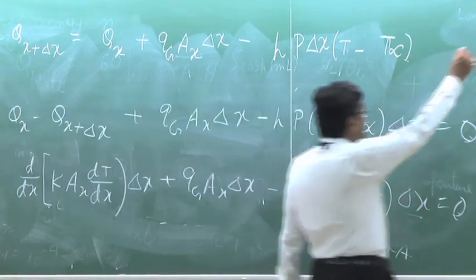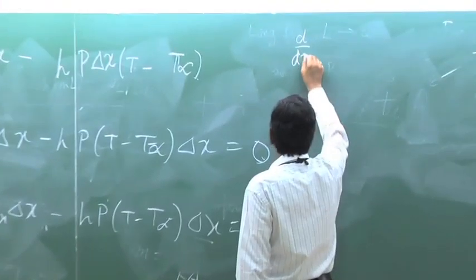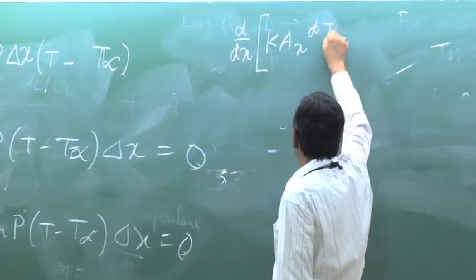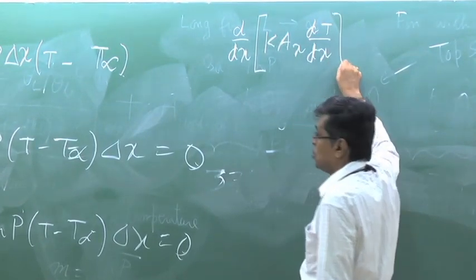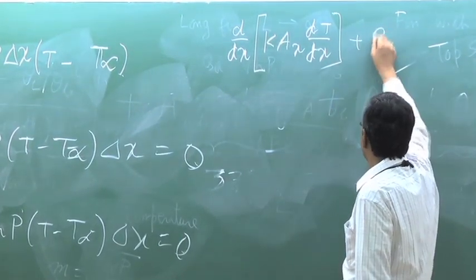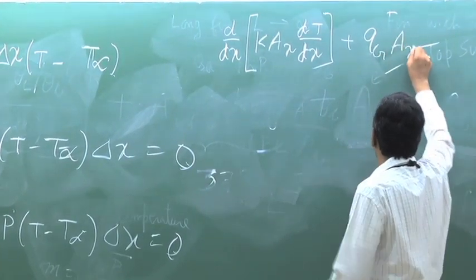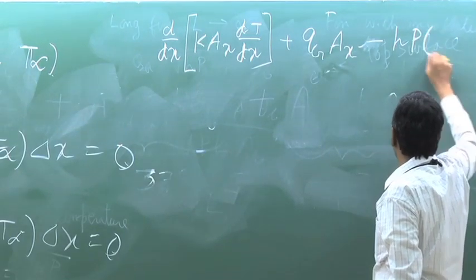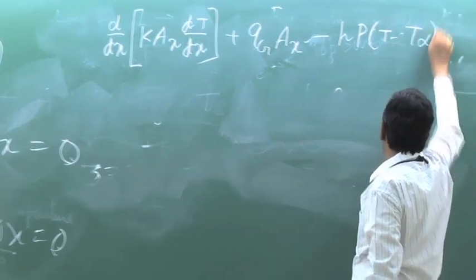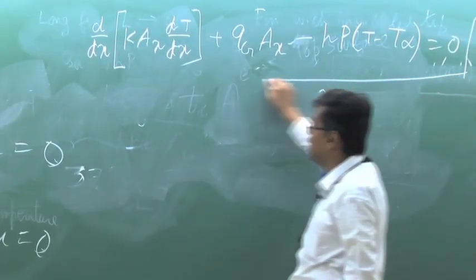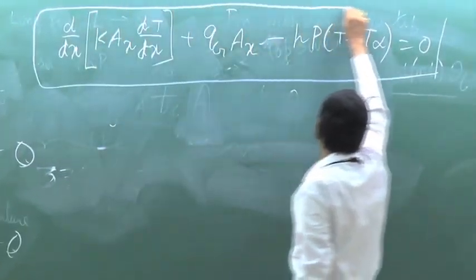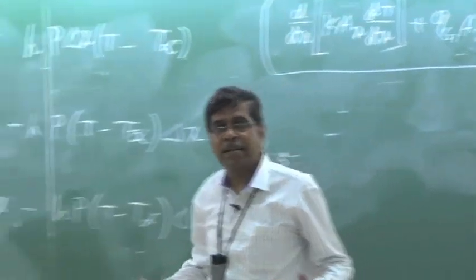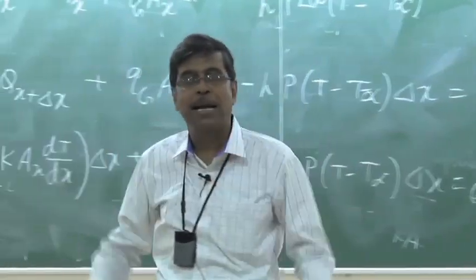Or we can write again this thing, that d/dx of k Ax dT/dx plus Qg Ax minus hP (T minus T infinity) is 0. And this is precisely the expression for one-dimensional heat conduction with generation of thermal energy and lateral convection. Heat is going out laterally.